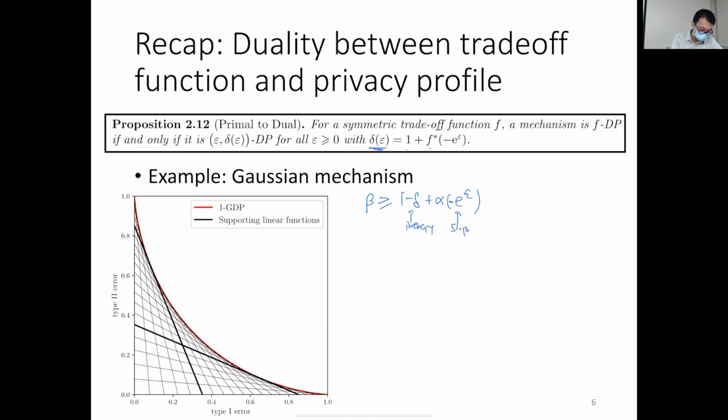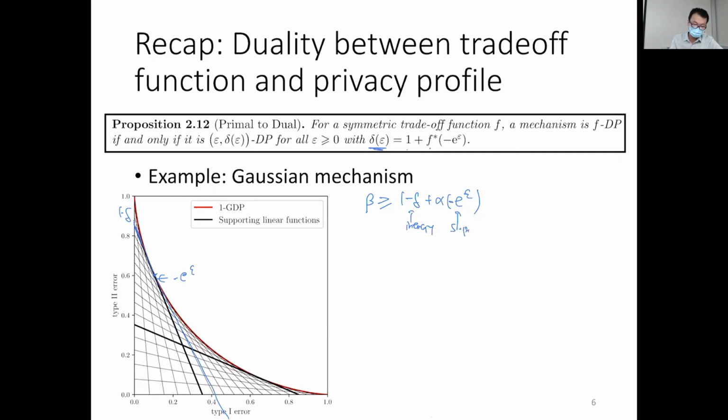And what this is saying is that, suppose I'm saying that the Gaussian mechanism satisfies one particular pair of epsilon-delta DP, it means that this line is a lower bound of its trade-off function. This is 1 minus delta, and the slope is minus e to the power of epsilon, and it overlaps with this GDP curve at one particular point, right? And as we adjust this epsilon and delta, we get other lower bounds.